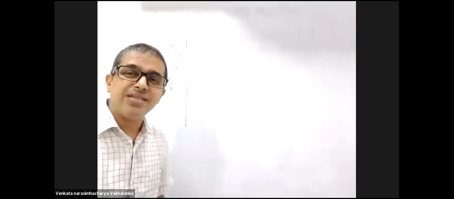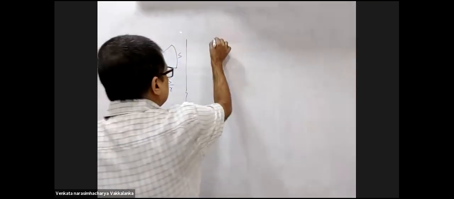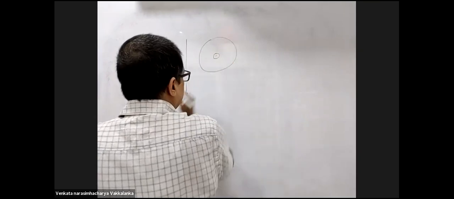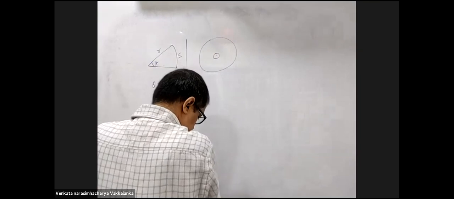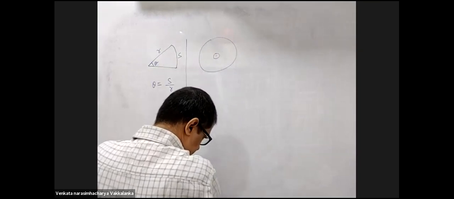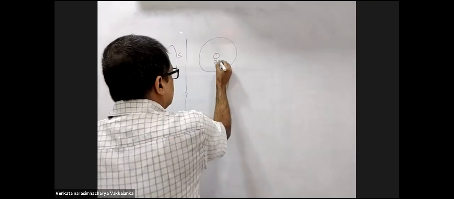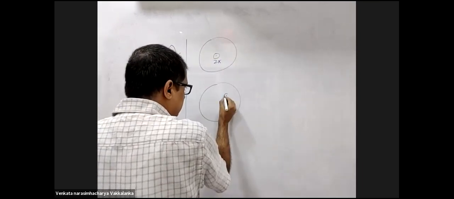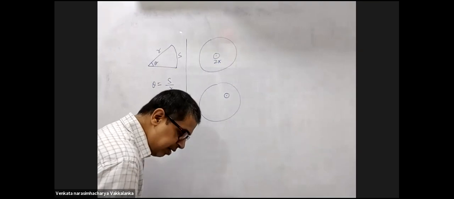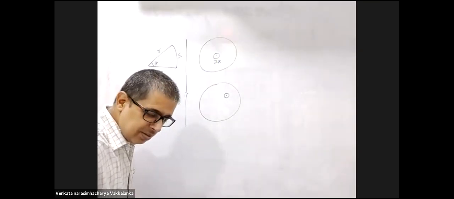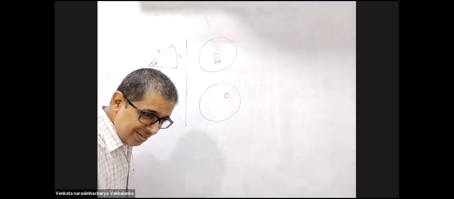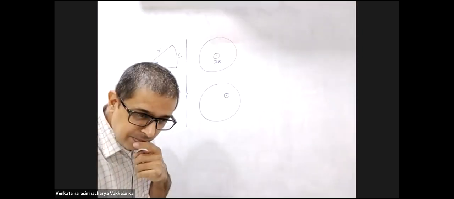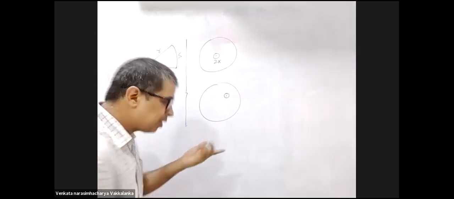Yes, sir. Take a circle, what is the angle subtended at the center? 2 pi. Take a circle and what will be the angle subtended inside but not at the center? Angle subtended here, 2 pi.